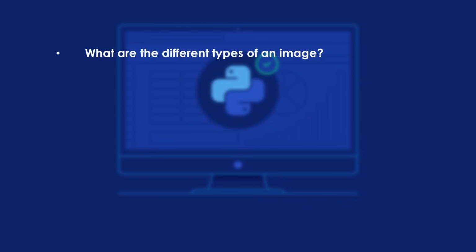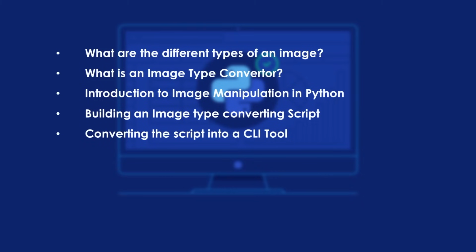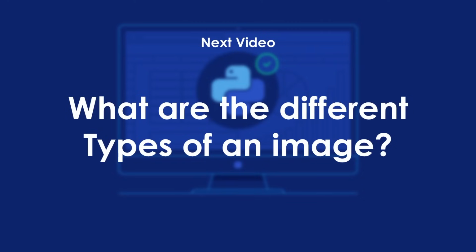The section contains the following topics. What are the different types of an image? What is an image type converter? Introduction to image manipulation in Python and the Python packages used for that. And then finally, we'll build a script project that will help us do image type conversion. In the next video, we'll learn what the different types of image file formats are and their details.